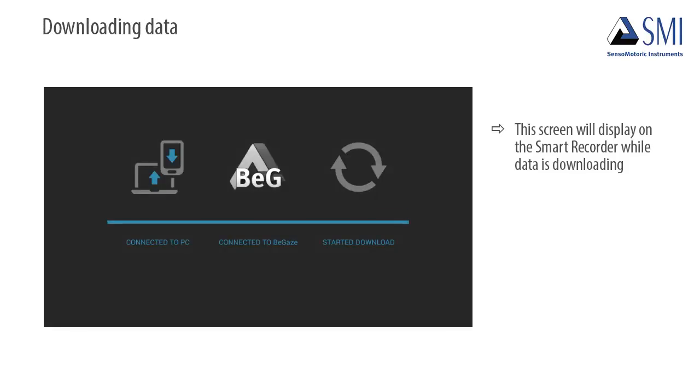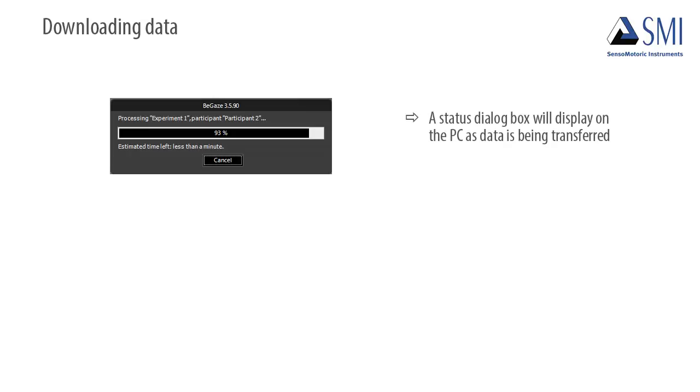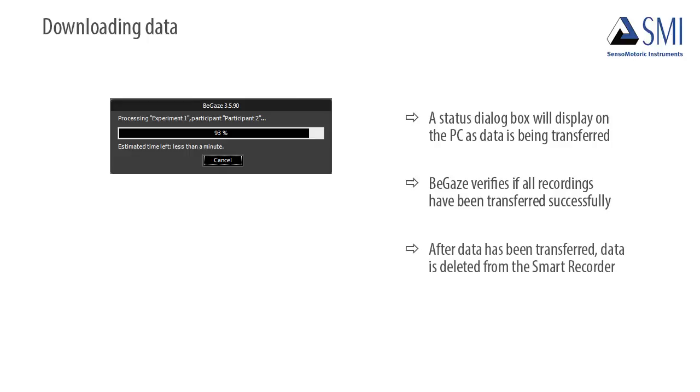The SmartRecorder will display this screen while data is downloaded into BGAZE. A status dialog box is displayed on the PC as data is being transferred. Once transfer is complete, BGAZE will verify that the data transferred successfully. Once verified, data is deleted from the SmartRecorder.